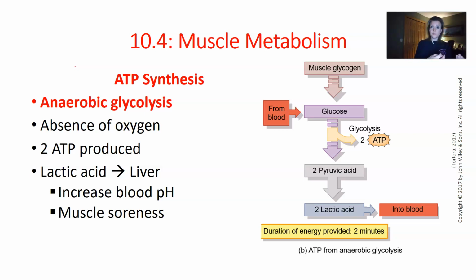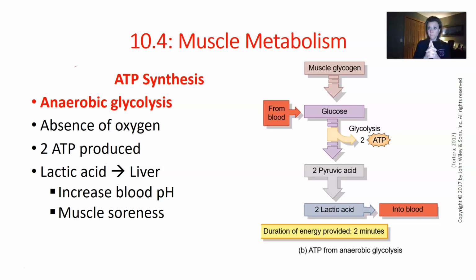The other source of glucose is from the blood. So just from your bloodstream, you've got glucose that's floating around in there, and it can passively diffuse into the muscle fibers. So all of this glucose is going to be broken apart through a process called glycolysis, which is happening in the absence of oxygen.